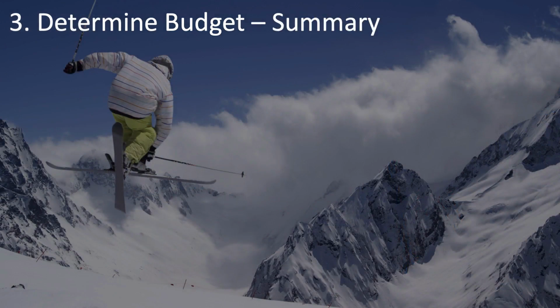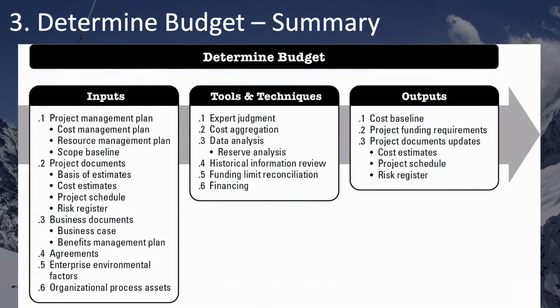So here's our final quiz for this knowledge area. How much do you remember of the inputs, outputs, tools, and techniques of the determine budget process? The principal outputs are the cost baseline and the project funding requirements. Secondary outputs are things that could change in your project based on putting together your budget, such as your cost estimates or your project schedule, or new risks or changes to risks that need to be recorded in the risk register.